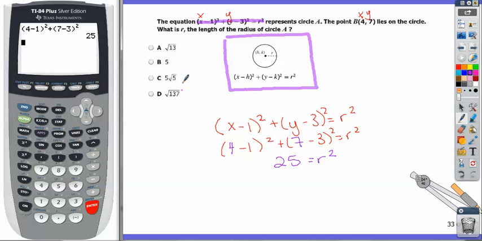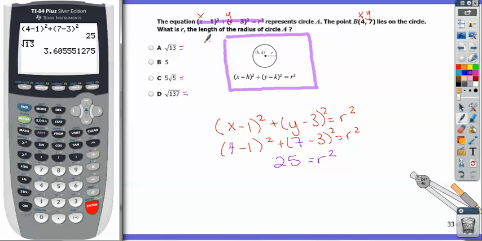So luckily 25 isn't one of my answers, but I have a whole bunch of square roots here, so let's just see what I get when I plug these things in. Because whenever I have square roots, it's important to know what they are. The square root of 13 is 3.6. The square root of 5 is 5... 5 square root of 5 is 11.1.